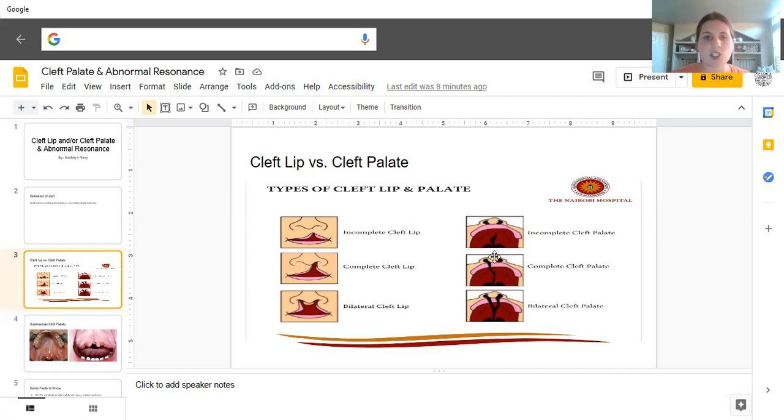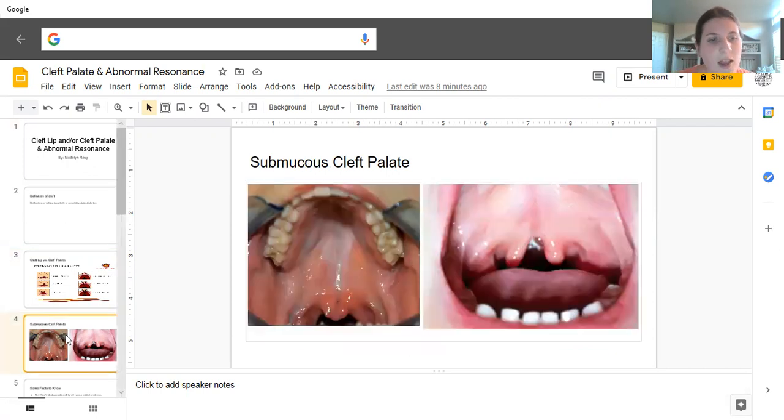And I forgot to mention that cleft lip and palate can either occur by themselves or they can occur together. There is also what is called submucous cleft palate. And you can see this is where there is separation of those tissues in the palate.